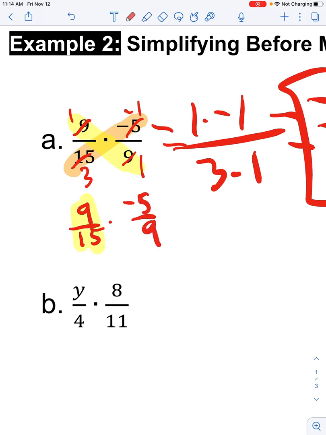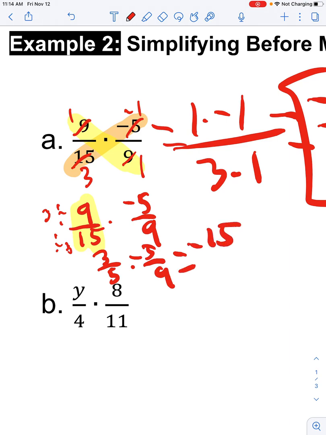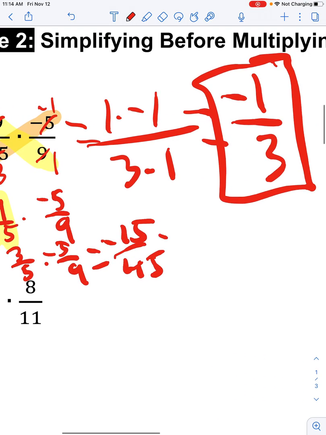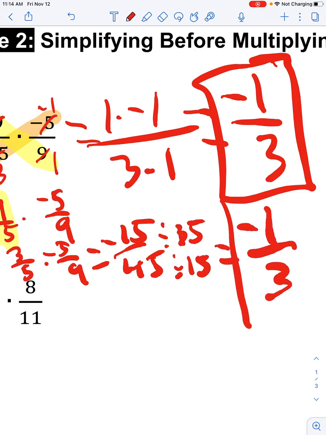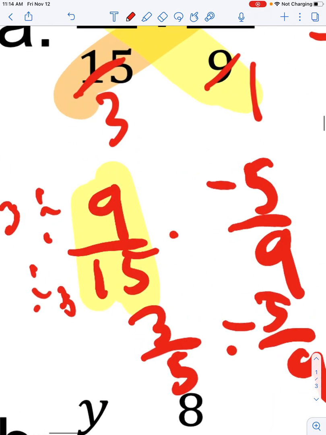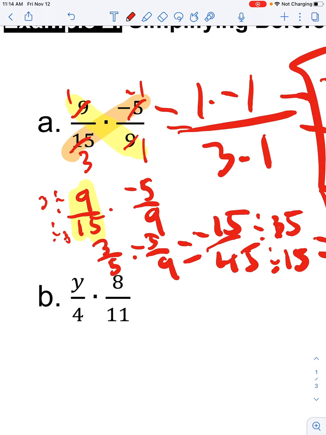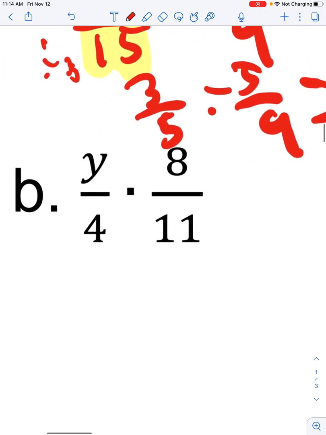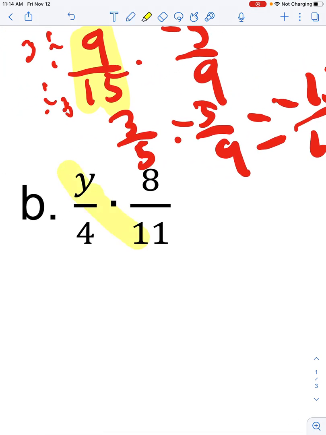There's another way we could have simplified this, okay, if I just look at this example right here. I say, hey, they both have factors of 3. So I could say divide by 3, divide by 3. 9 divided by 3 is 3. 15 divided by 3 is 5. So 5/3 times negative 5/9, negative 15/45. But I still end up having to simplify at the end. So if you see that, you can do it. If you see that there's something like that, that just means it's not a simplified fraction. But I strongly recommend you look diagonally.